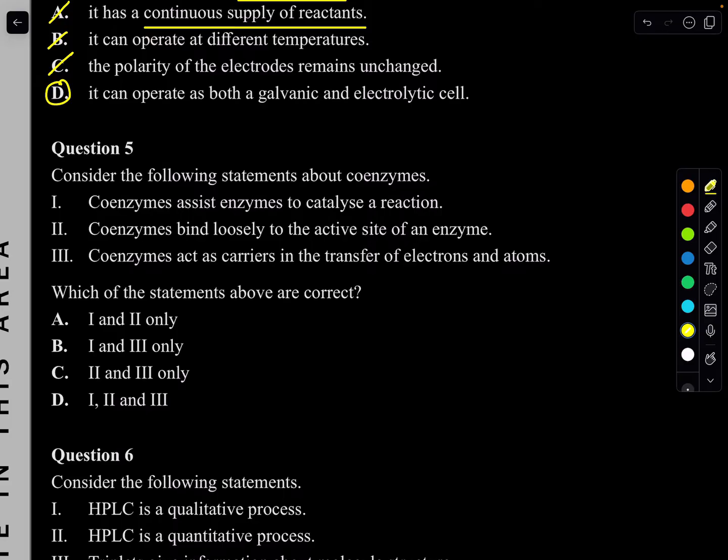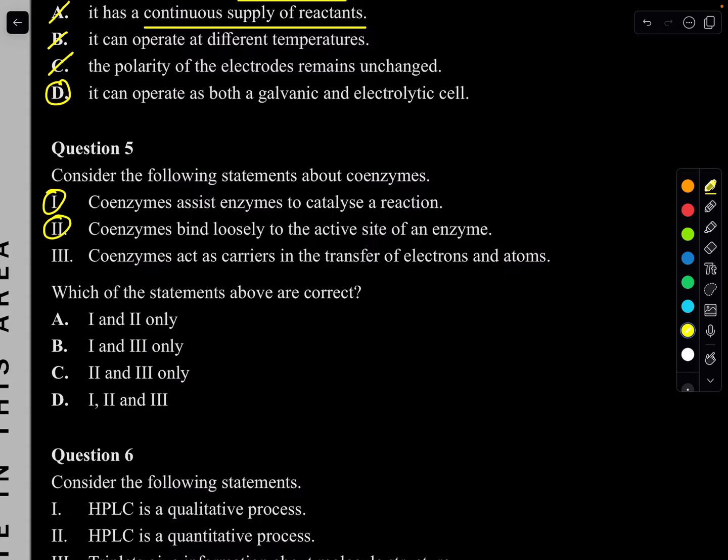Consider the following statements about coenzymes. Coenzymes assist enzymes to catalyze a reaction. Absolutely right. That's what they are made to do. They assist enzymes. Coenzymes bind loosely to the active site of an enzyme. Absolutely, they do. Not permanently, they just loosely bind because they want to help catalyze that reaction and hence leave. They don't actually stay within that enzyme.